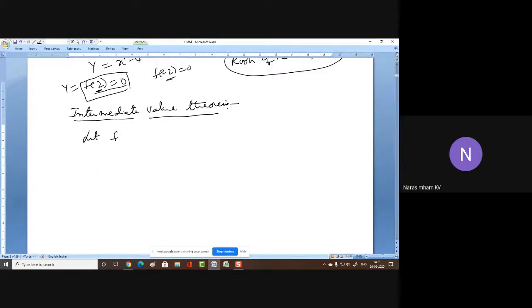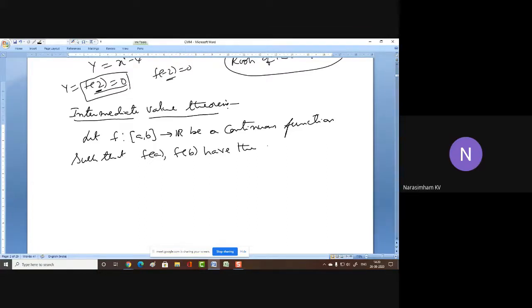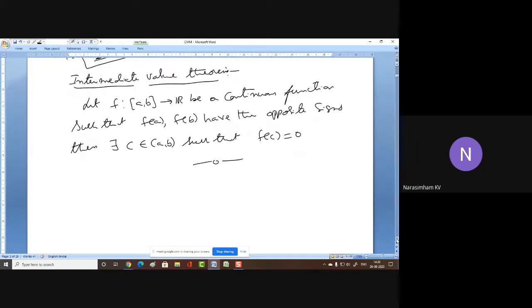Let f from closed interval [a, b] to R be a continuous function such that f(a), f(b) have opposite signs, then there exists some c belonging to open interval (a, b) such that f(c) equals 0. I will explain this statement. Now note down this statement.